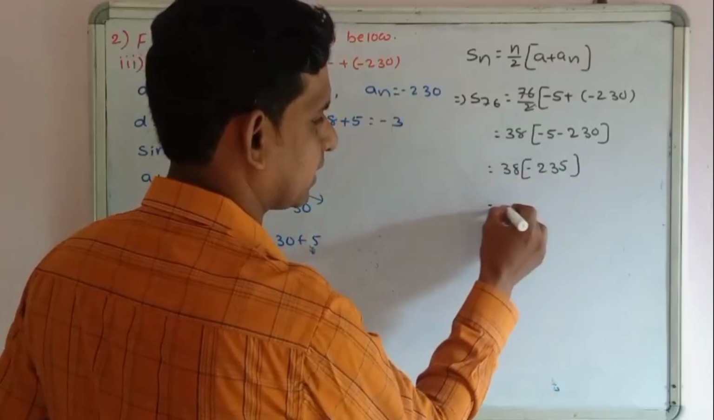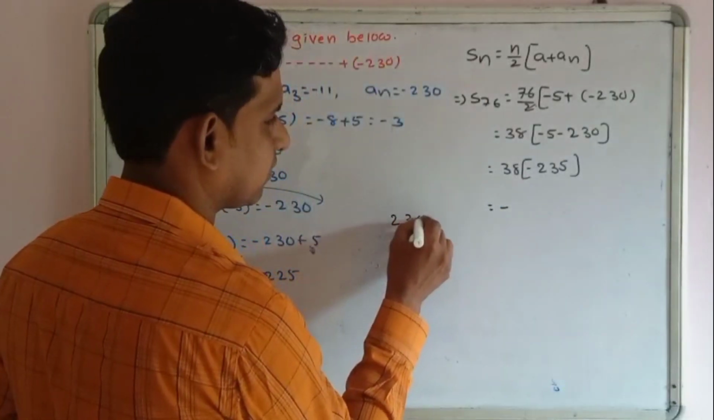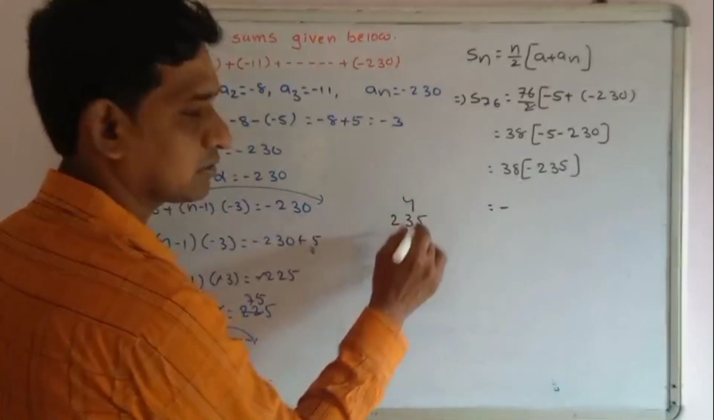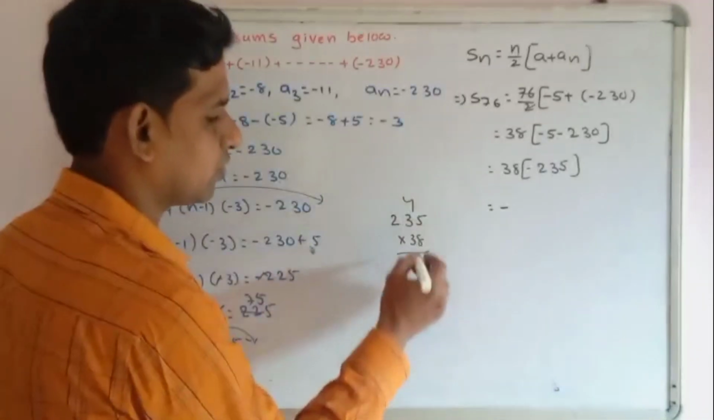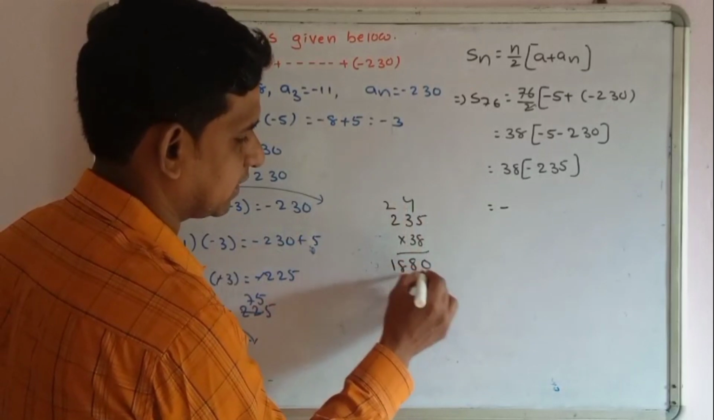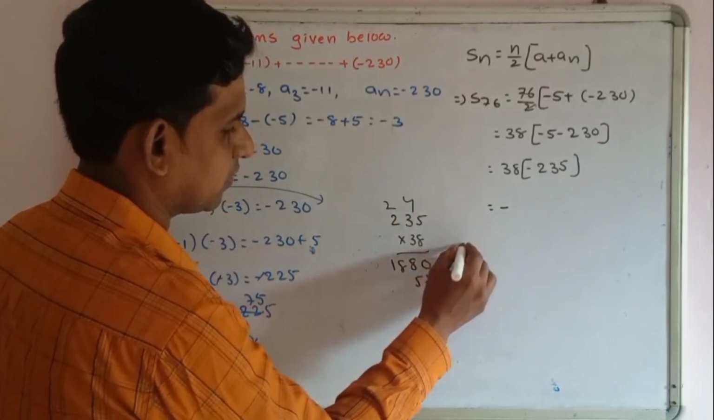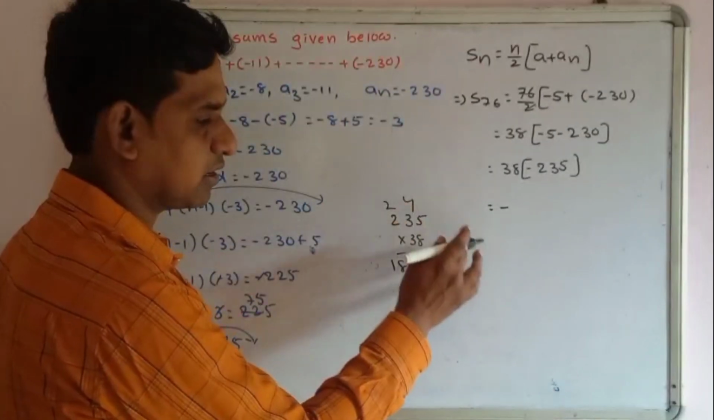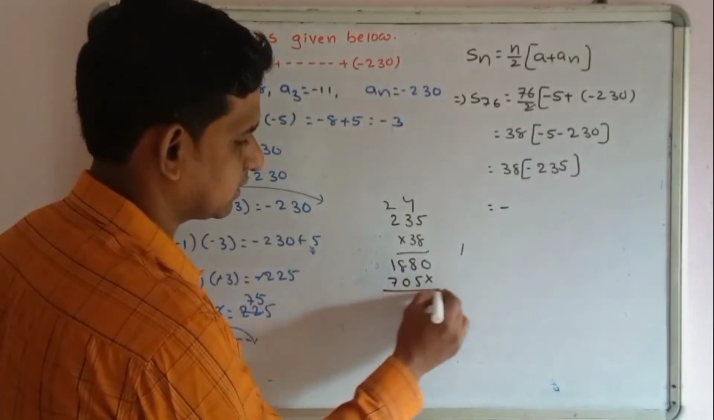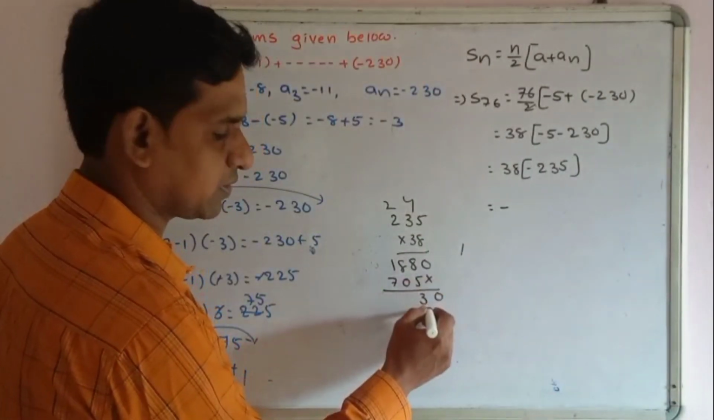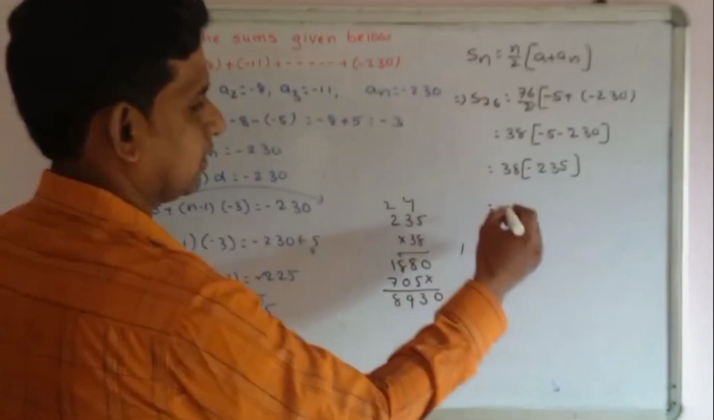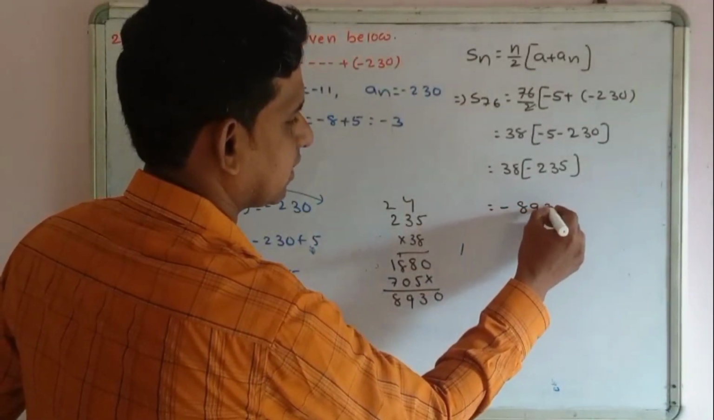Now do the multiplication, with the minus sign. 235 into 38. 8 5s are 40. 8 3s are 24, 24 plus 4 is 28. 8 2s are 16, 16 plus 2 is 18. 3 5s are 15, 1 balance. 3 3s are 9, 9 plus 1 is 10. 1 balance. 3 2s are 6, 6 plus 1 is 7. Adding: 0, 13, 8 plus 5 is 13, 1 plus 8 is 9, 8. So the answer is 8930.